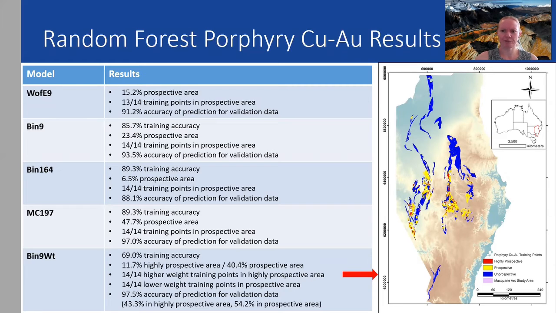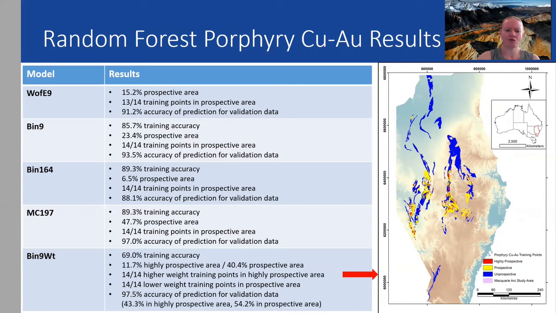And then for our weighted training point model, we've got the same 14 training points as the weights of evidence model being ranked highly, and then a separate subset of porphyry copper gold occurrences ranked slightly lower, and our non-deposit training points as well. So it's finding all of the training points in both the prospective and highly prospective area. The highly prospective area, so the area for our more highly ranked training points, is about 12%, but the broader prospective area is about 40%.